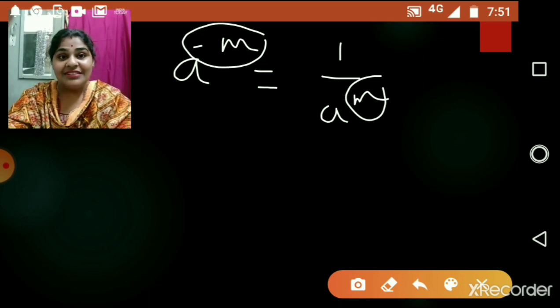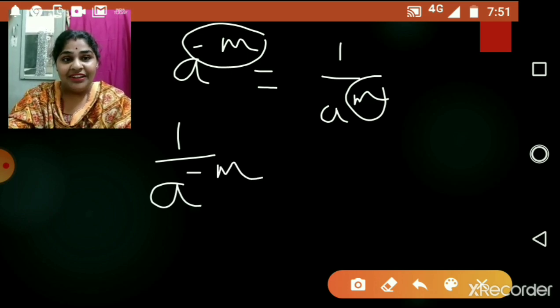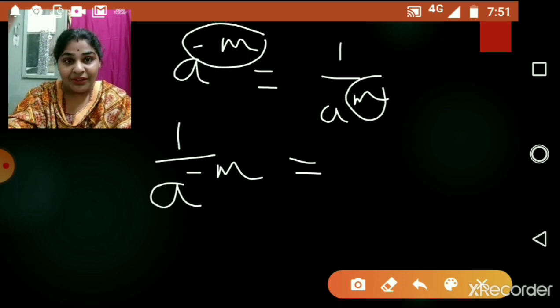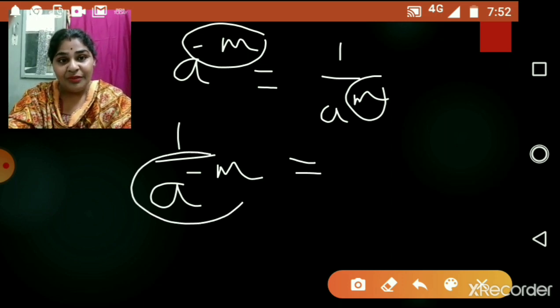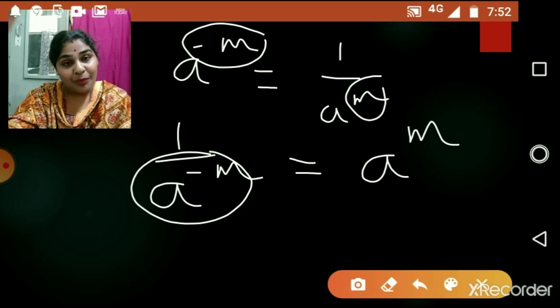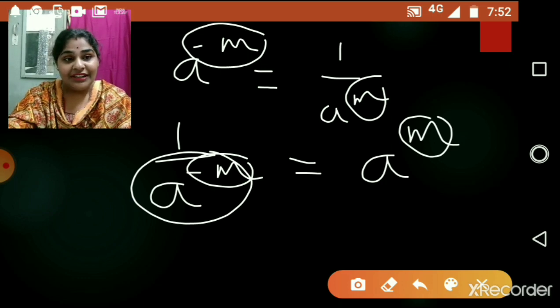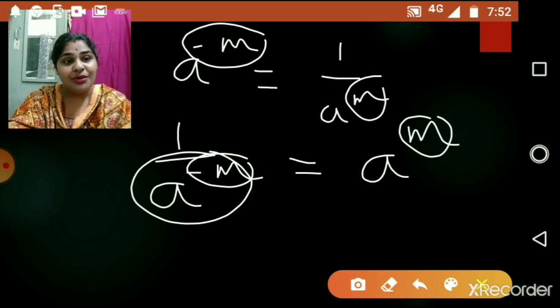Similarly children, suppose it is 1 upon a raised to negative m, we again take the reciprocal. If it is in the denominator, we bring it in the numerator, that is a, and then the exponent will be positive, right? Here it was negative m, now here it is positive m. So basically we are taking the reciprocal to make the exponent positive, right children? So this is very important to understand.